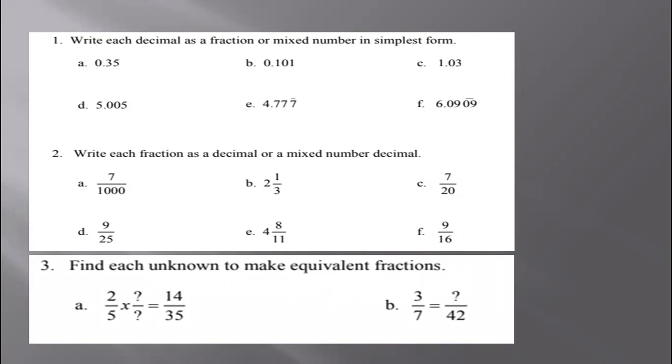And number 2, just like the previous lesson we had, we're going to be converting the mixed numbers or the fraction into a decimal. I'll do the first 2. 7 over 1,000 equals 0.007. And B, 2 and 1/3 equals 2.33 repeating. So I'll leave C, D, E, F for you. And also number 3, A and B. Find out what you need to multiply by 2 and 5 to get 14 over 35. And what times 7 gives you 42? So multiply that by 3 to get the unknown above 42.